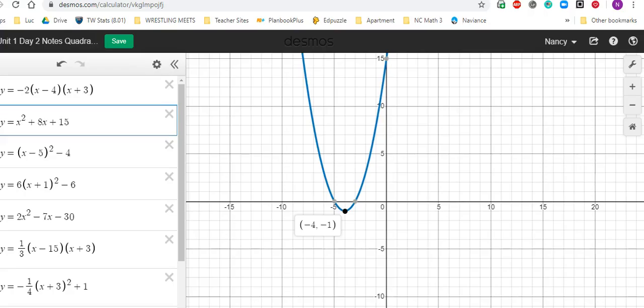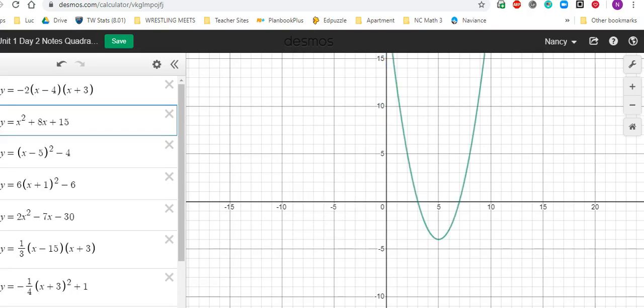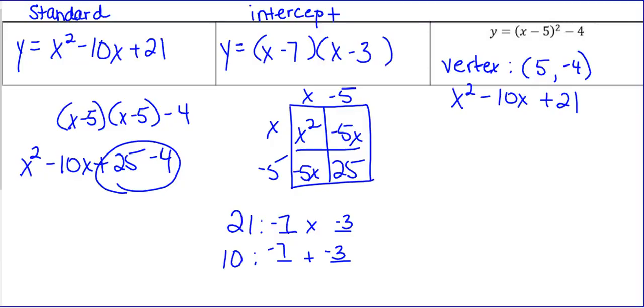Well, let's go back to Desmos and look. Well, I think it's this one. No, wait. It is this one. Okay, so I have 3 and 7 as my x-intercepts. And I've got x minus 7 and x minus 3. If I set both of those equal to 0, my zeros, I find out, are the opposite of this, +7, and the opposite of this, which is +3.